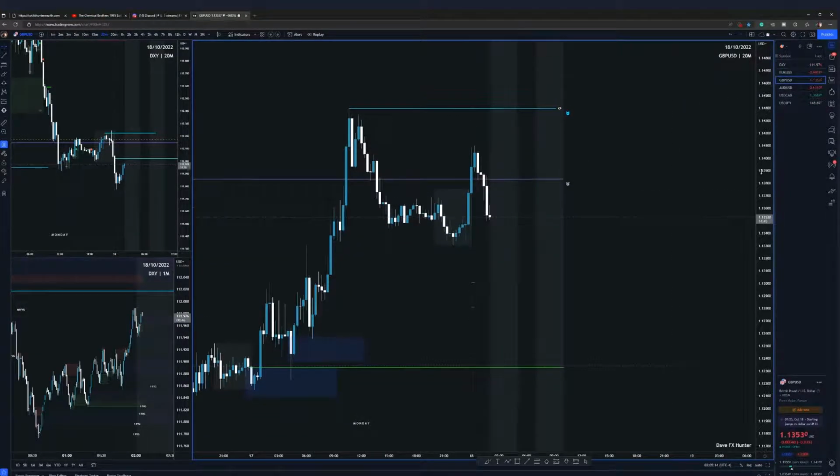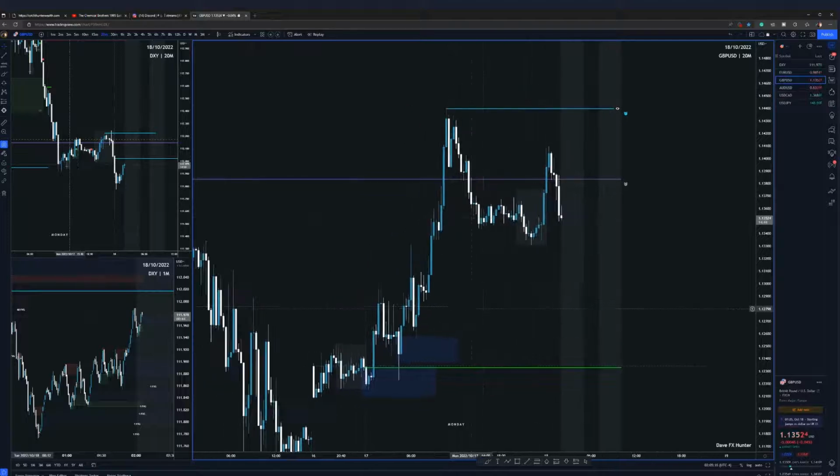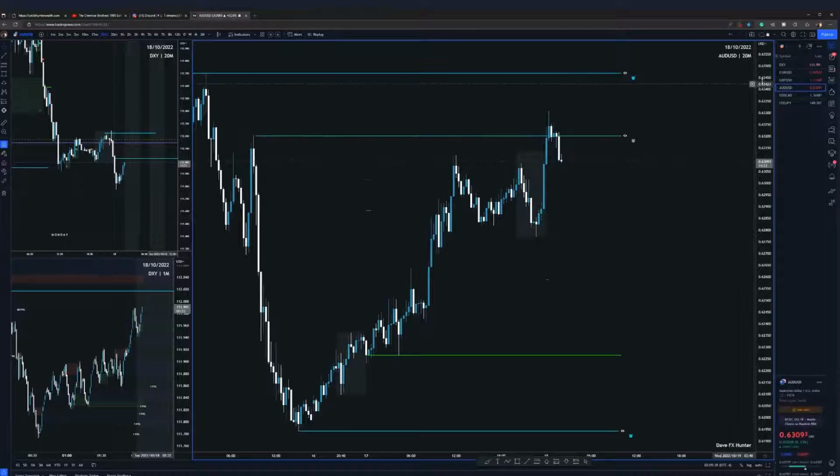Here we have the pound. Pound has broken through this previous week's high. Then it broke through this structure, retested this gap. You can see exactly on the gap, and now it's dropping down, right? So maybe we will not get a chance to enter on the pound. Let's see.